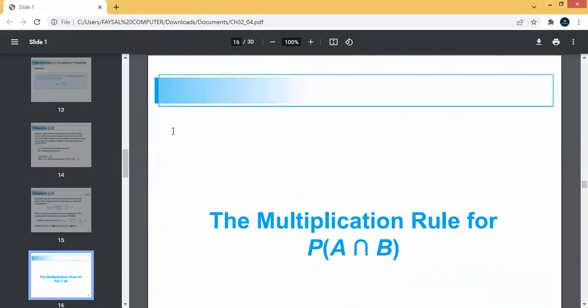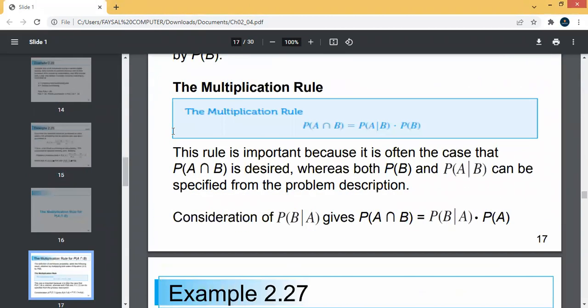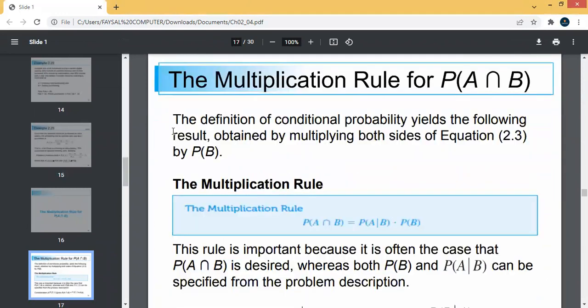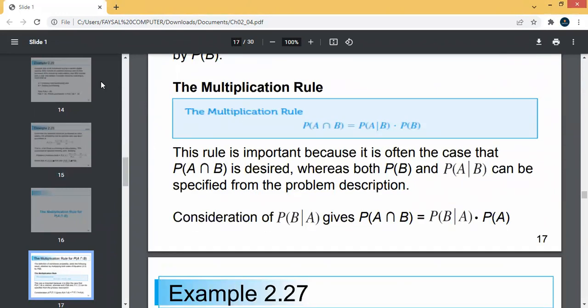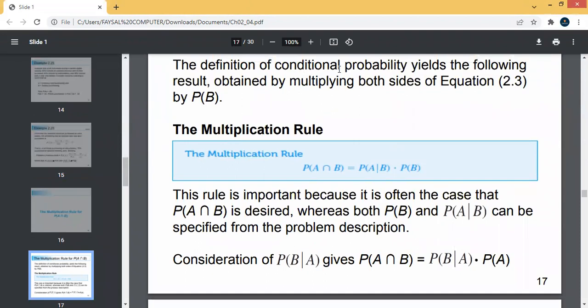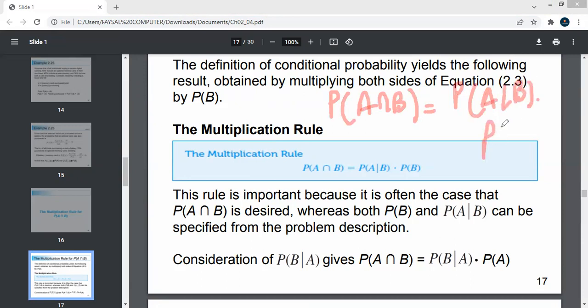Okay, the multiplication rule is just the intersection rule, where I have two events intersected. This is the basic formula. So the probability of A intersection B will be equal to the probability of A given B times the probability of B. Okay, so this can be written like this.